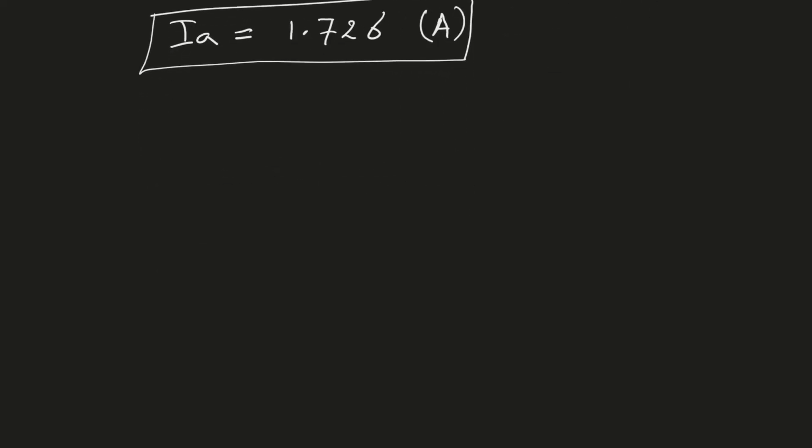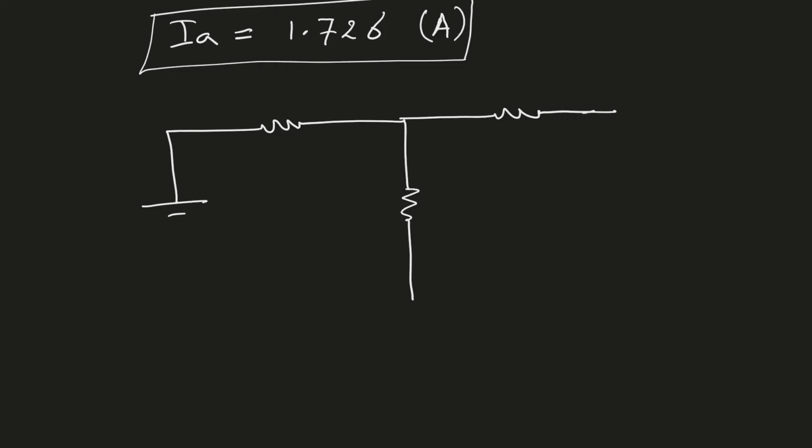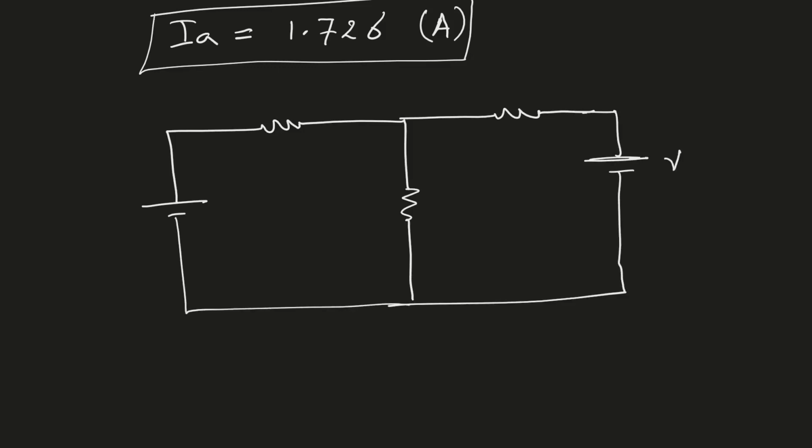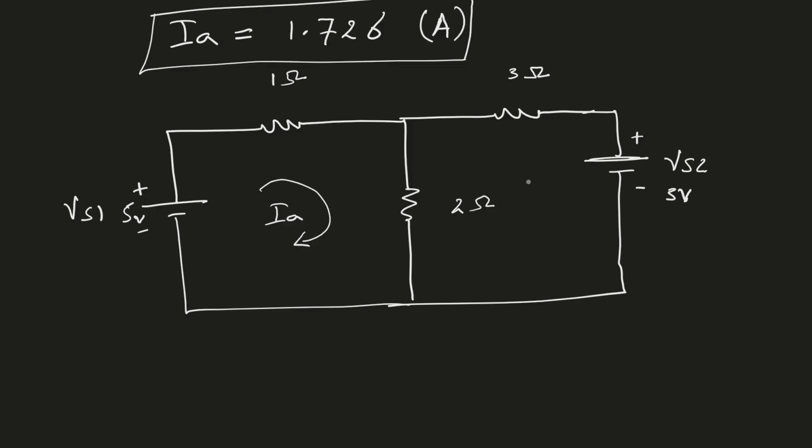Now, let me show one more time here how much current will be flowing in each path or each component. VS2, VS1. So for us, this was 5 volt and this was 3 volt. Okay, R1, which is 1 ohm, R2 was 2 ohm, and R3 was 3 ohm. Okay, here we had a loop current. We assumed IA flowing in this direction and a loop current IB flowing in this direction.